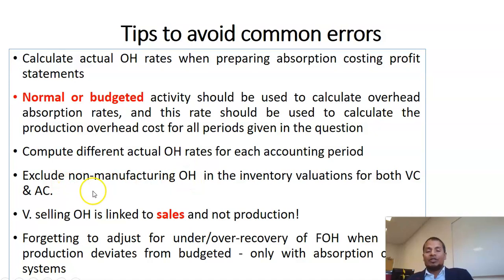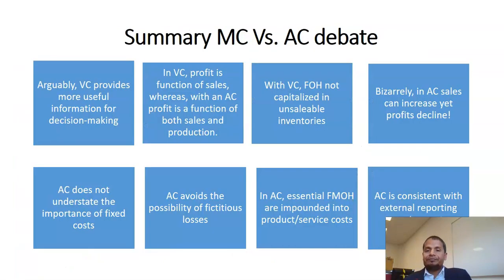And exclude non-manufacturing overhead in the inventory valuation for variable costing and absorption costing. Non-manufacturing cost is not considered as product cost in either approach. And variable selling overhead is like sales and not production. Variable selling overhead should be considered only for sales units, not for production units. All right. And under absorption or over absorption, if your production is more than budgeted, then it is over absorbed. In that case, the over absorbed amount should be deducted. In the example that I showed you a few minutes before, it's under absorbed, and that's why we added the cost together.